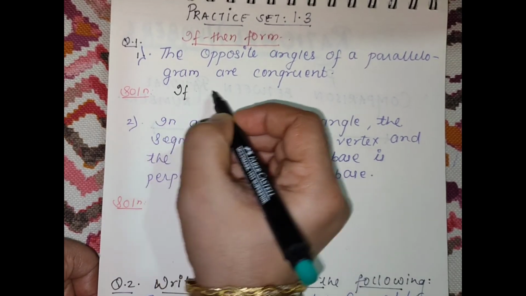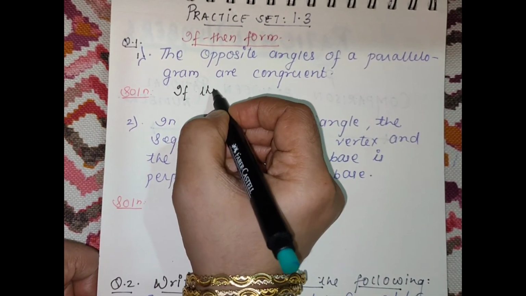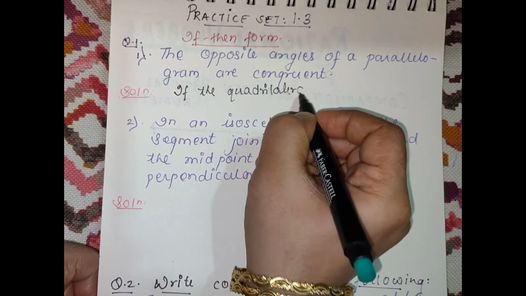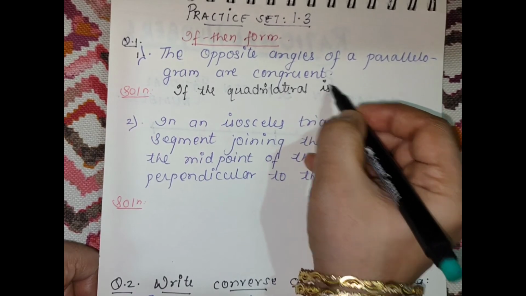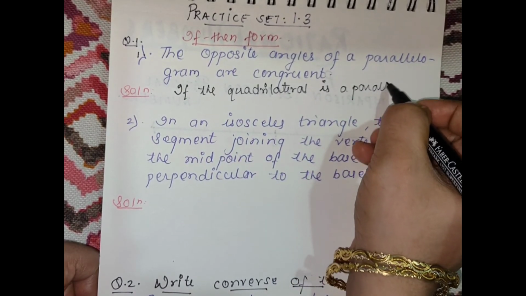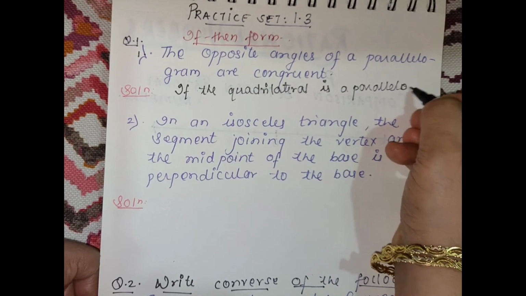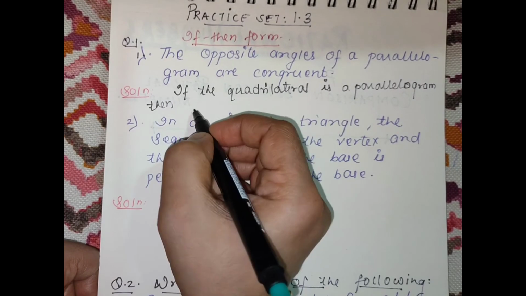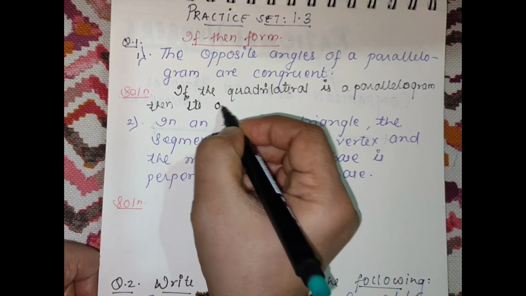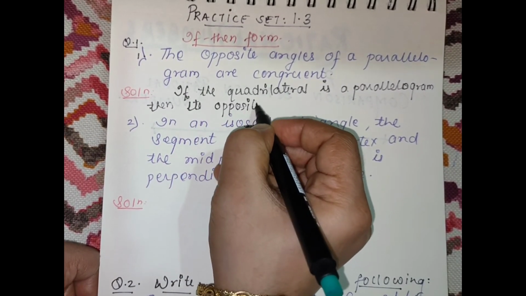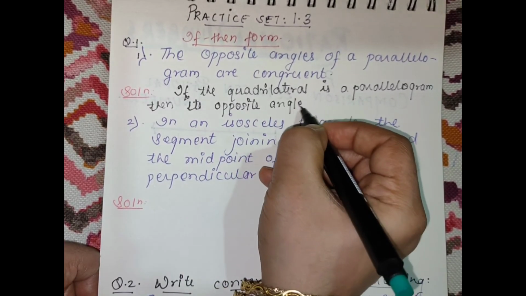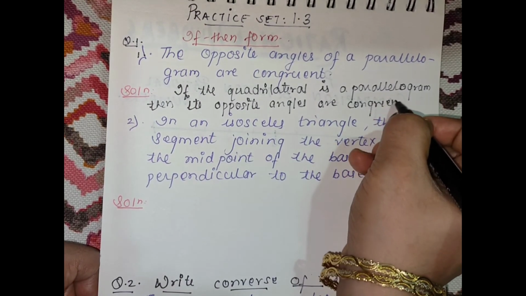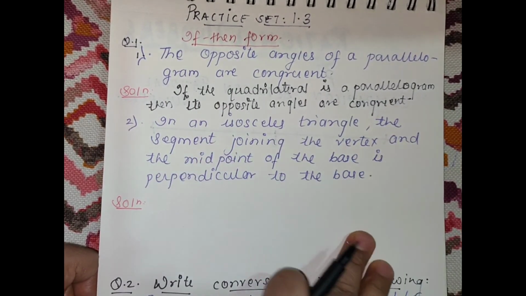If the quadrilateral is a parallelogram, then its opposite angles are congruent. This is the way you will write.